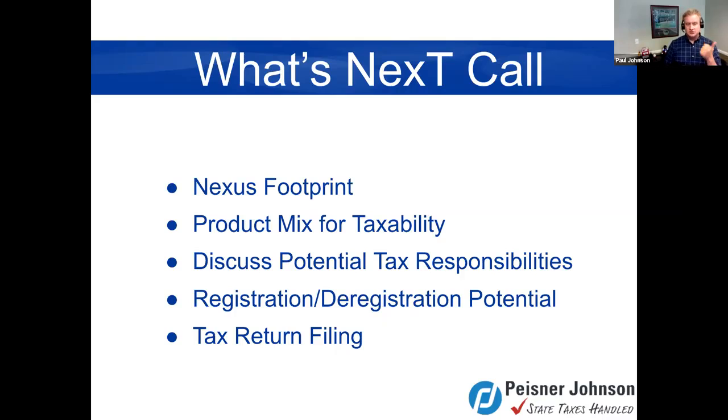On the conference call, we'll talk with you about your Nexus footprint. Have you reviewed where you have Nexus from a physical and economic Nexus perspective? If you've met those, then we'll move on to product mix, what you're selling, and the taxability of that product. In general, here's how we see your product being taxed, and here's how we can mitigate some of that tax liability given the method by which those sales are made. So we'll discuss the potential tax responsibilities that you may have, and then we'll talk about potential registrations. And if you're already registered, filing and remitting sales tax returns, we'll talk about potentially deregistering and reducing your compliance footprint. That will help in the long term when it comes to the number of states that you're trying to be compliant in.